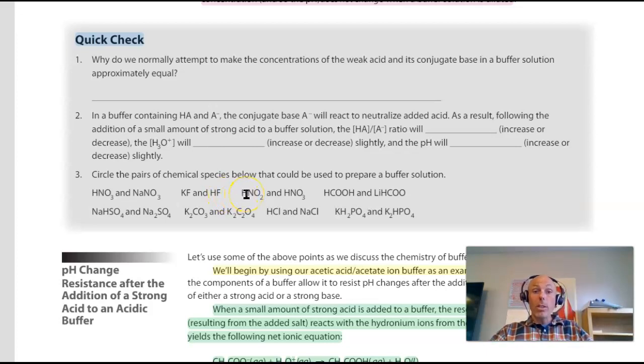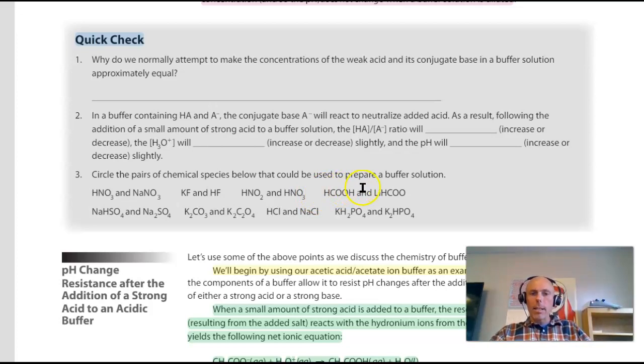HNO2, nitrous acid, is a weak acid. That would work, but it's in a solution with HNO3, nitric acid, a strong acid. So this is a weak acid in solution with a strong acid. Not going to work. All right, HCOOH is methanoic acid. So that's a weak acid that would work, maybe.